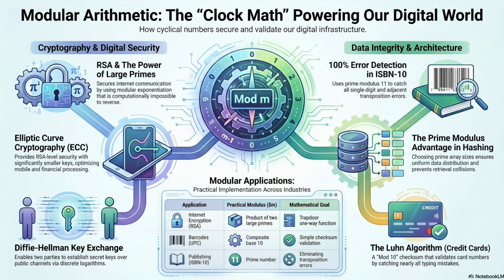When we need to sort massive server data uniformly in hash tables, we rely on the prime modulus advantage to prevent collisions. But when we want to generate chaotic pseudorandom sequences for simulations, we switch to powers of 2 to maximize the sequence length according to the rigid rules of the Hull-Dobell theorem. When we need cheap, automated consumer validation for barcodes and credit cards, we use the composite base 10, accepting its structural flaws. But when the publishing industry demanded perfect transposition error elimination for ISBN 10, they stepped up to the mathematically airtight prime modulus 11.